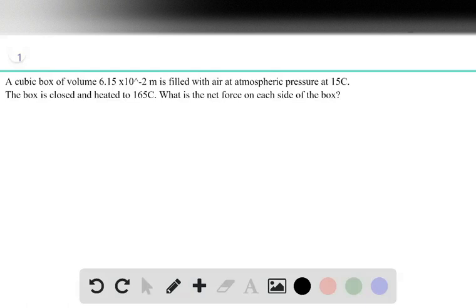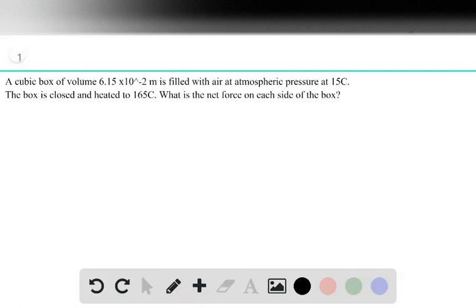Hey everyone, this is question number 72 from chapter 13. So this problem asks, what is the net force on each side of a box that contains air at atmospheric pressure, and the box is closed and heated to 165 degrees Celsius?